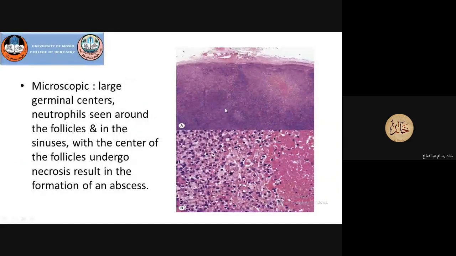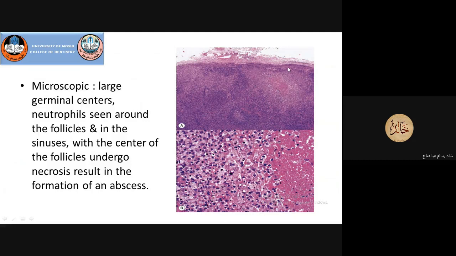Microscopically, there will be large germinal centers. You can see there are active, large germinal centers, and these large germinal centers may contain neutrophils seen around the follicles and in the sinuses, with the center of the follicles possibly undergoing necrosis, and this will result in abscess formation.